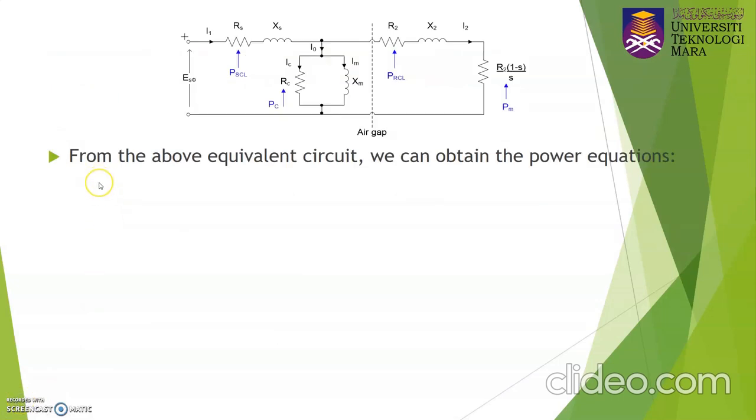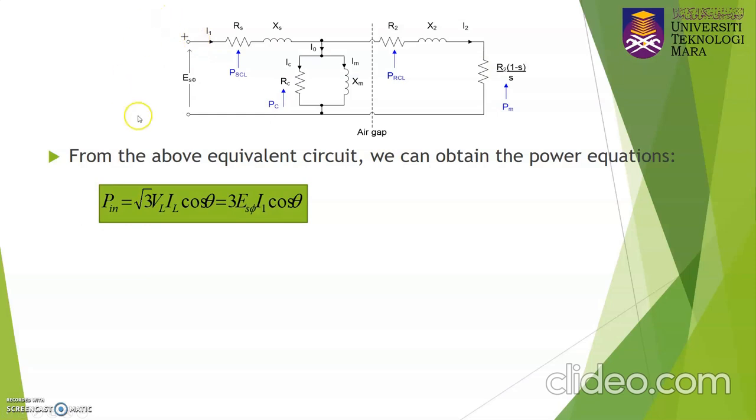Okay, after we understand the power flow diagram, based on the above equivalent circuit we can obtain the power equations. Since we know the stator copper losses happen at the RS, the core losses happen at the RC, the rotor copper losses happen here, and the mechanical output power happens here, based on this we can obtain the power equations.